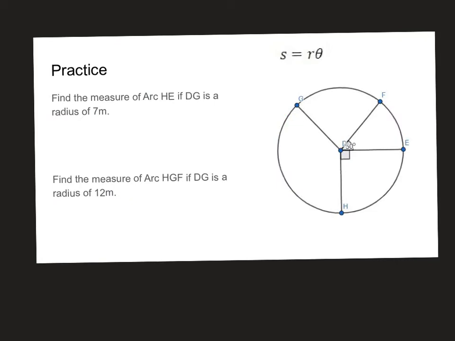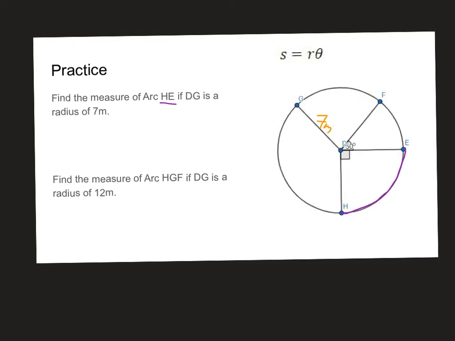All right, so let's take a look at some practice. We want to find the measure of arc EH, if DG is a radius of 7 meters. All right, so DG is going to be 7 meters.